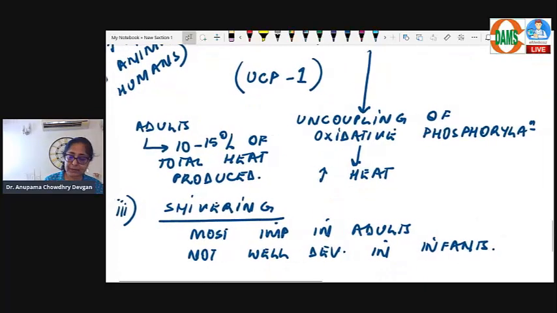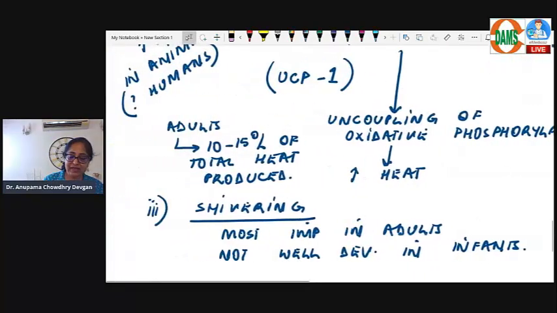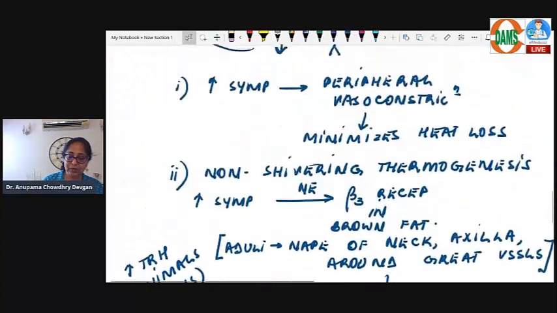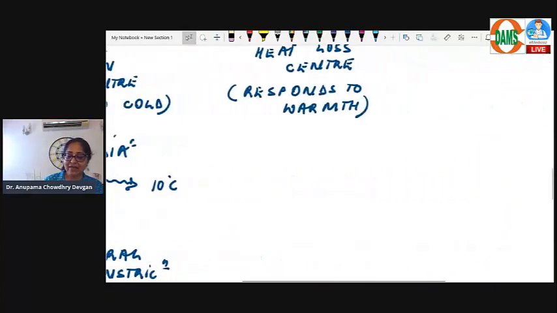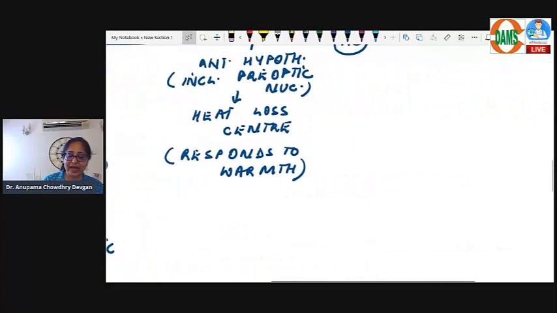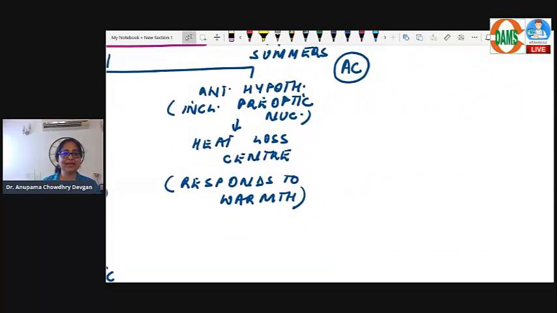Okay. Now this is what happens in winters when you want to gain heat. Let's have a look at what happens in summers. In summers, like I said, what is the heat loss center? The heat loss center is the anterior hypothalamus, including the preoptic nucleus, right? Preoptic nucleus. Okay?